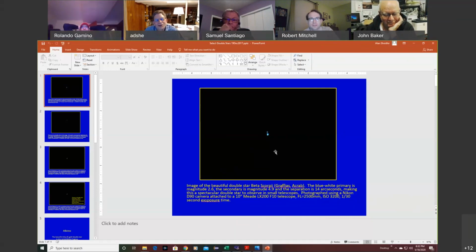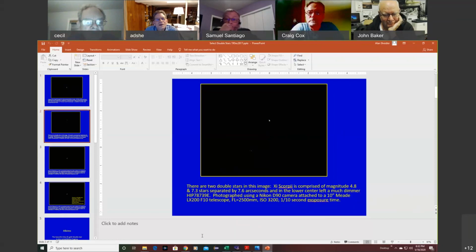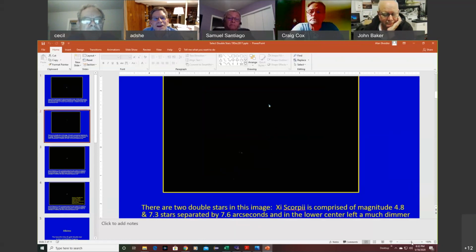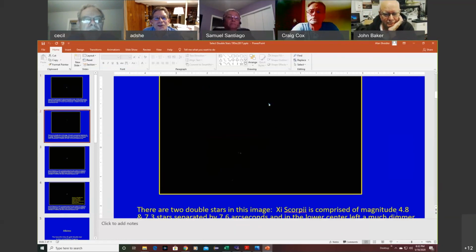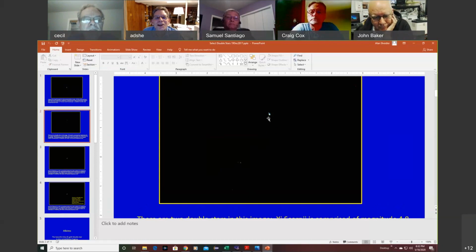Anyway, here's a double star. This is Beta Scorpii. Here's Xi Scorpii. And you can see now, I don't know how well you can see that. I don't know if I can make this bigger. Let me see if I can make it bigger. Actually, there's two doubles in here. There's one here. You can see the one is much smaller than the other one. And then there's another double further down that's dimmer.